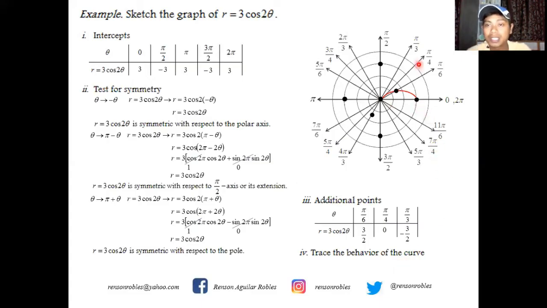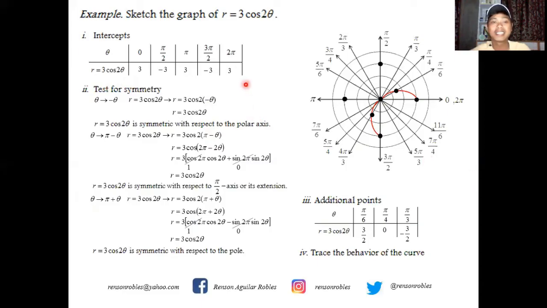And then you will notice that for every multiple of pi over 4, the radius vector r is 0. So at pi over 4, 3 pi over 4, 5 pi over 4, and 7 pi over 4, all the radius vectors are 0. Which means from 5 pi over 4, 0, you can trace a curve going to 4 pi over 3, and then at 3 pi over 2. So another behavior of the curve is from this point going to this point and to this point. So you'll have that. And then we will now use this information.